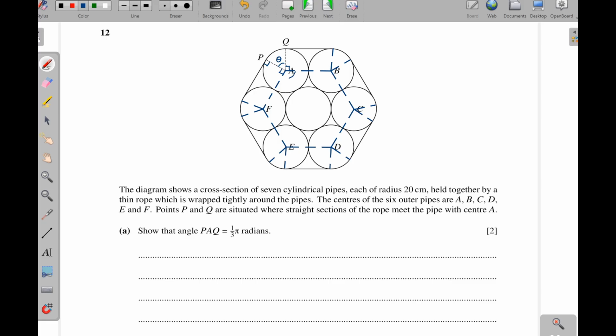But what is the angle here? From your O level, you know that the interior angle of a regular polygon is going to be equal to n minus 2, then times 180 degrees divided by n. This n minus 2 is the number of triangles you form in the shape.